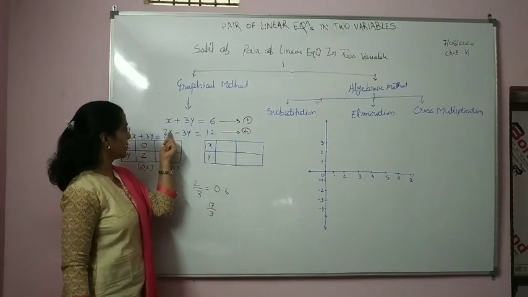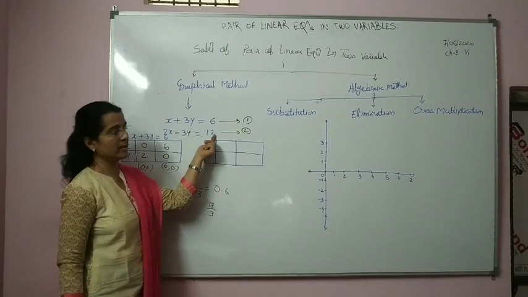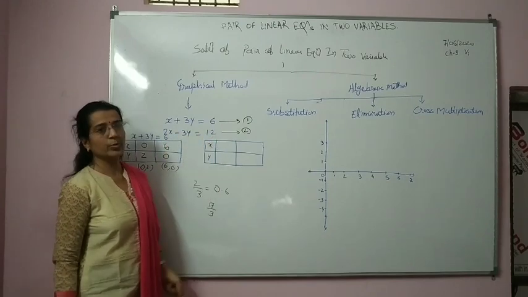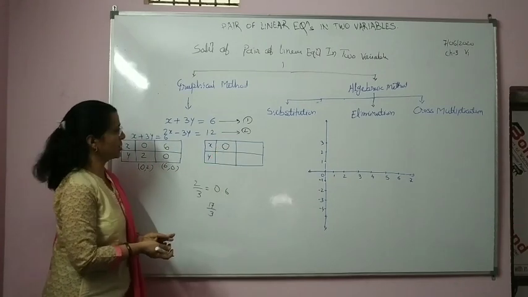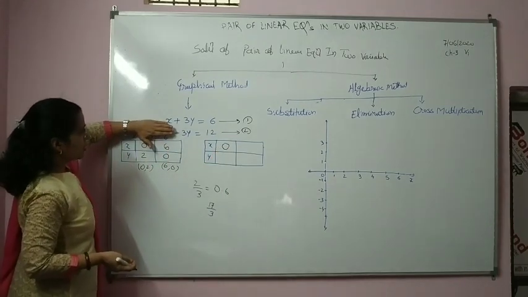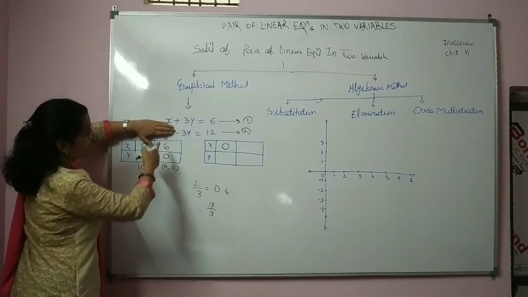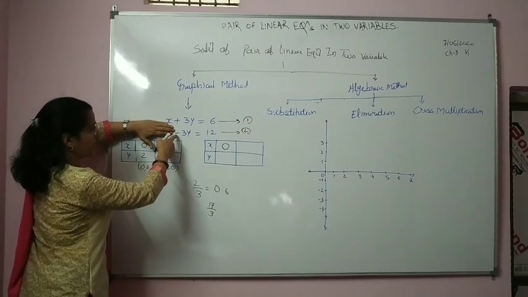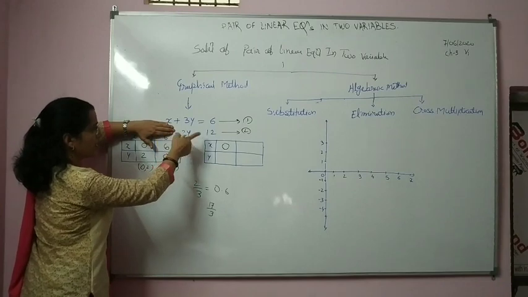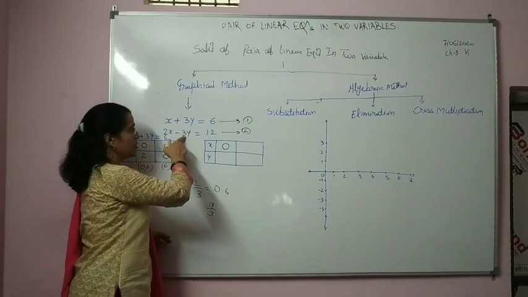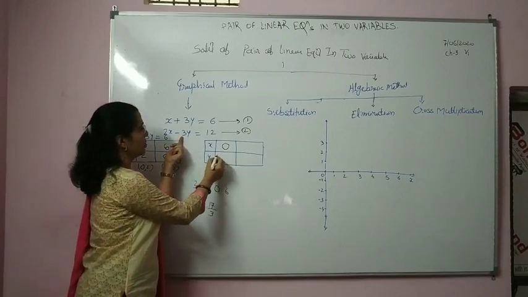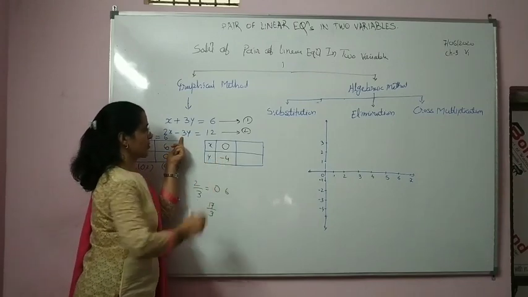Another line is 2x minus 3y equals to 12. For this again take any 2 points. For that, just take x equals to 0. If you take x equals to 0, put your hand here, then you will get the equation minus 3y equals to 12. So this is a linear equation in one variable. If you solve minus 3y equals to 12, then you get y equals to minus 4.